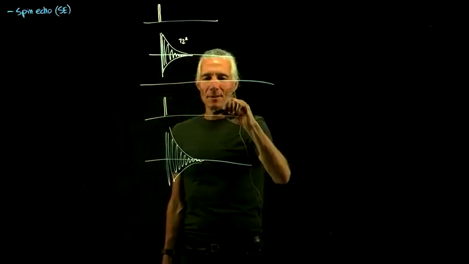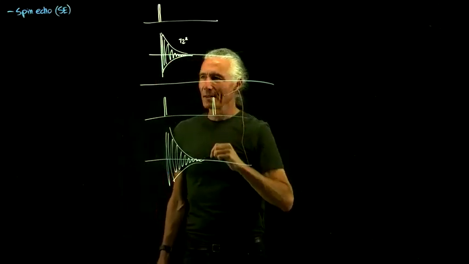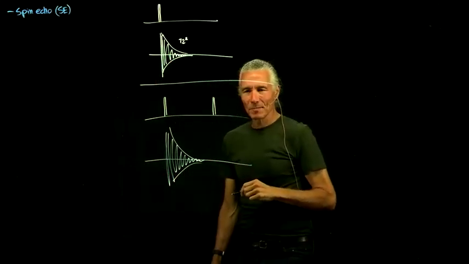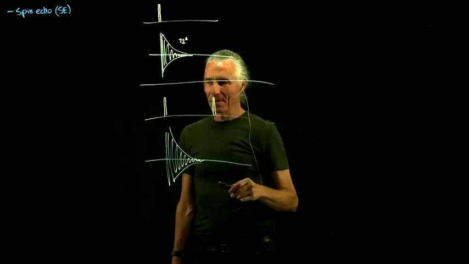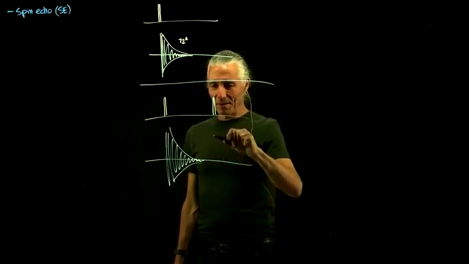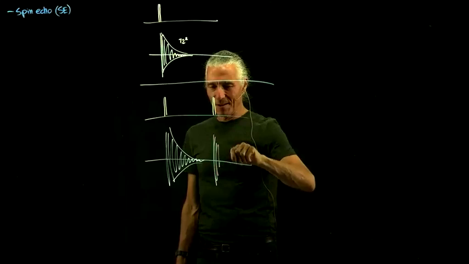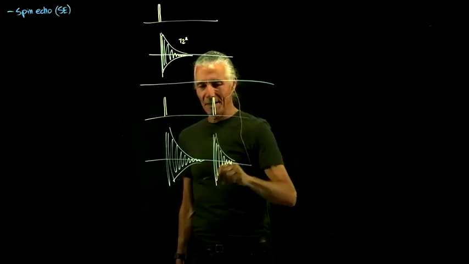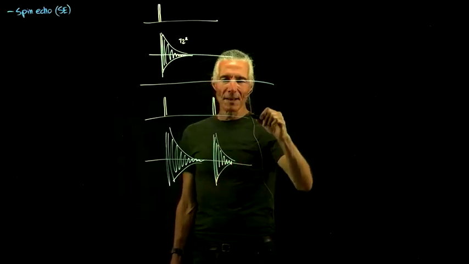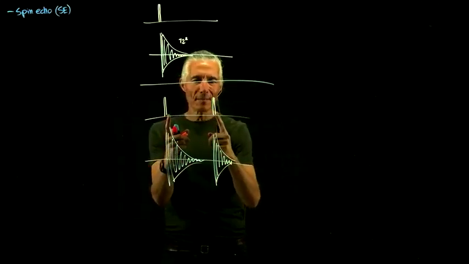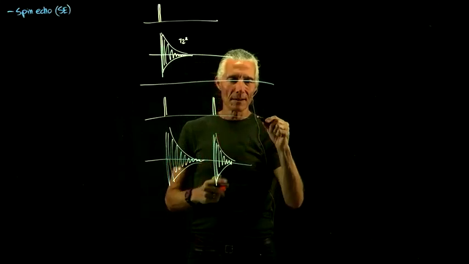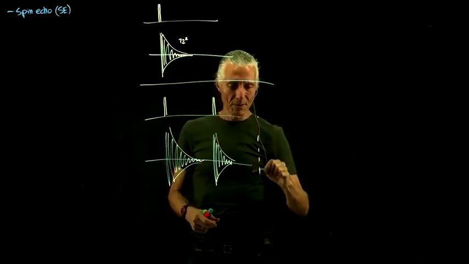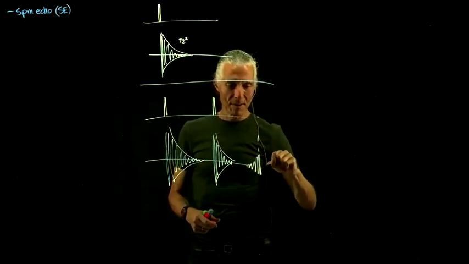And then what if you do another pulse? You'll get a signal that comes out of that one. If it wasn't a 180, we'll talk about that later. So a signal comes out of that one, and then exactly this amount of time later, right here, you'll see this echo come up.